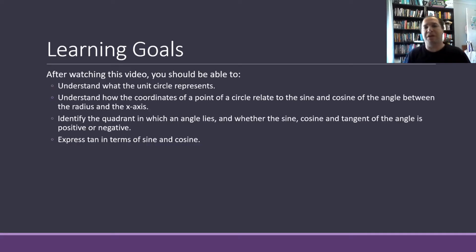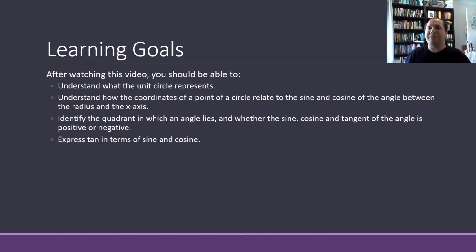Now after watching this video you should be able to understand what the unit circle represents. You should be able to understand how the coordinates of a point on the circle relate to the sine and cosine of an angle between the radius and the x-axis. Identify the quadrant in which an angle lies and whether sine, cos and tan of that angle is positive or negative. Then also we want to express tan in terms of sine and cosine.